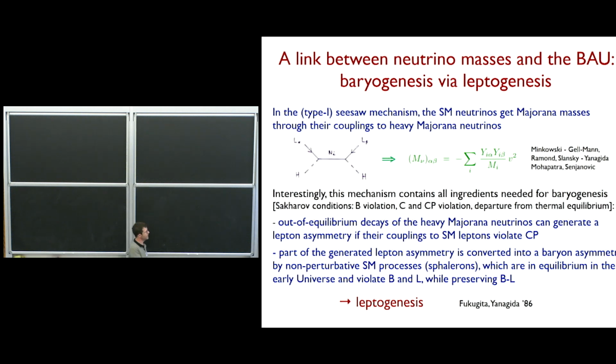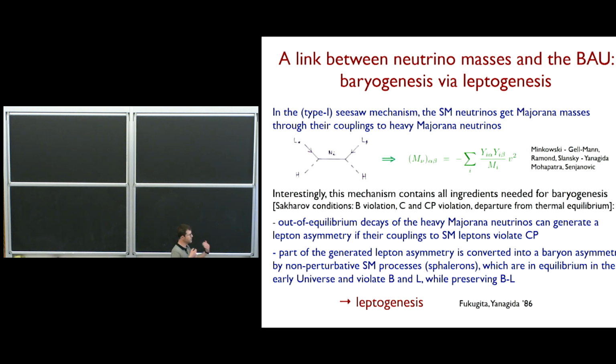So here, in the case of leptogenesis, you trade baryon number violation by lepton number violation, and you use the fact that there are non-perturbative processes in the Standard Model, known as sphalerons, that can convert an asymmetry in the lepton sector into an asymmetry in the baryon sector. So that's the idea of leptogenesis. How do you satisfy the third Sakharov constraint?